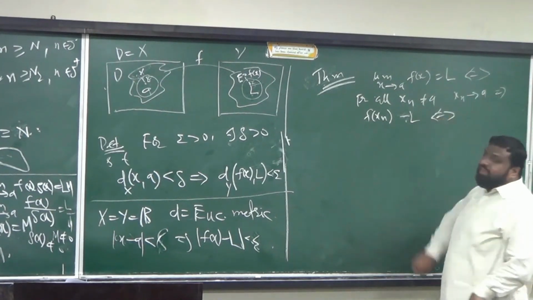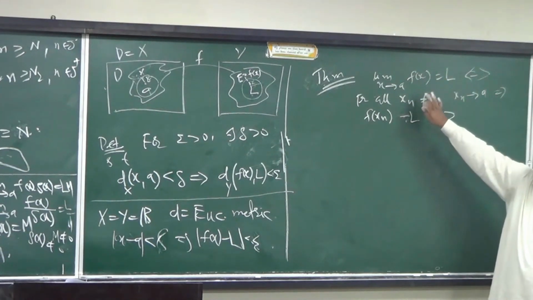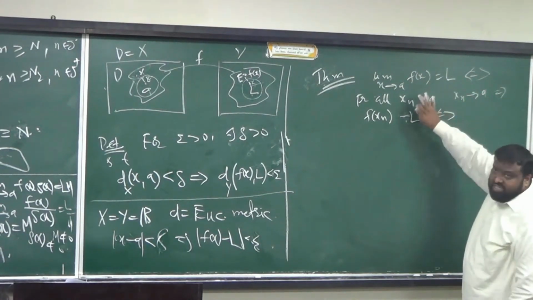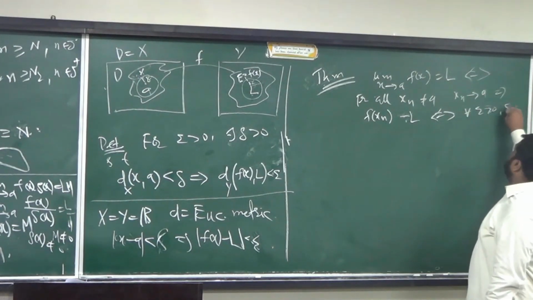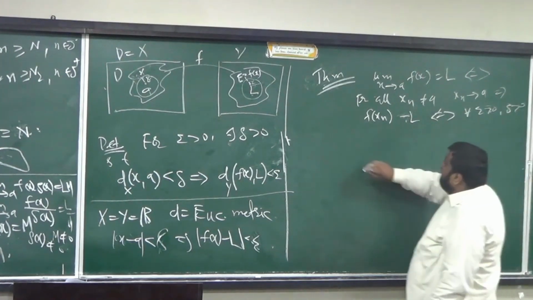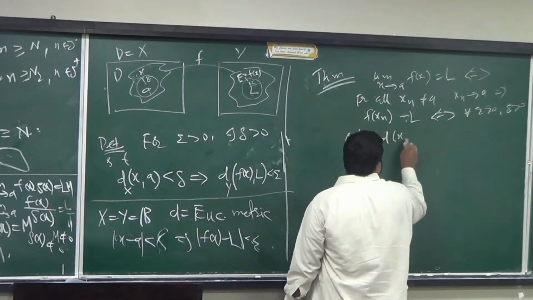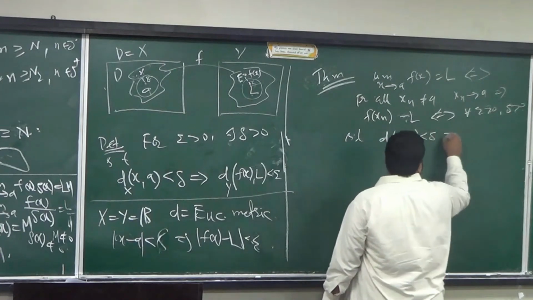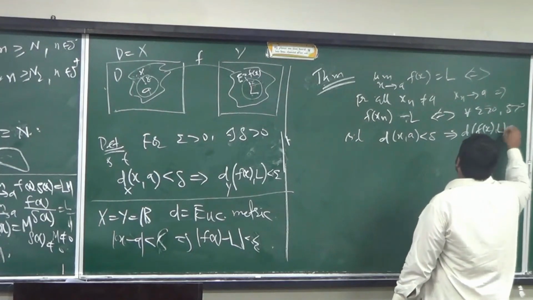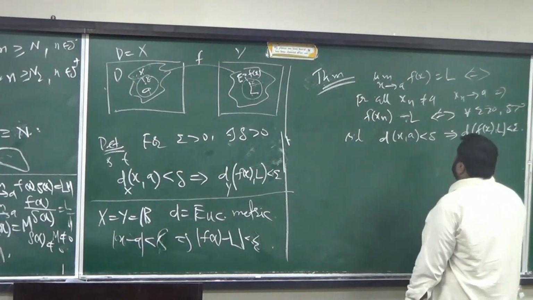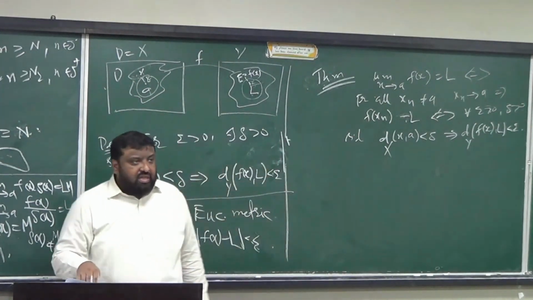And if and only if... So far we have defined it. So I would like to prove that this is equivalent if and only if, for all epsilon positive, I can take a delta such that whenever the distance between x and a is smaller than delta, this is going to imply the distance between f of x and L is smaller than epsilon. Agree?